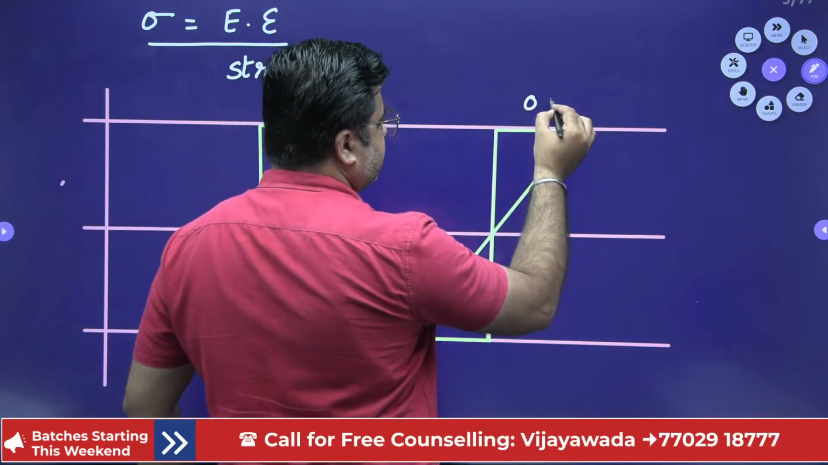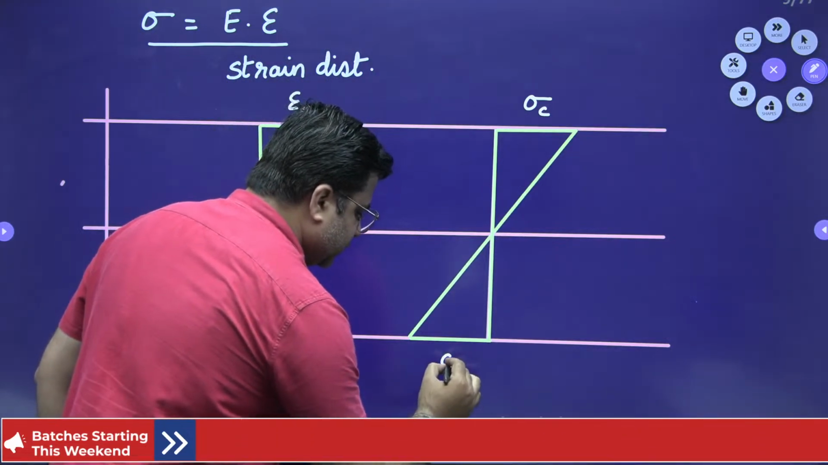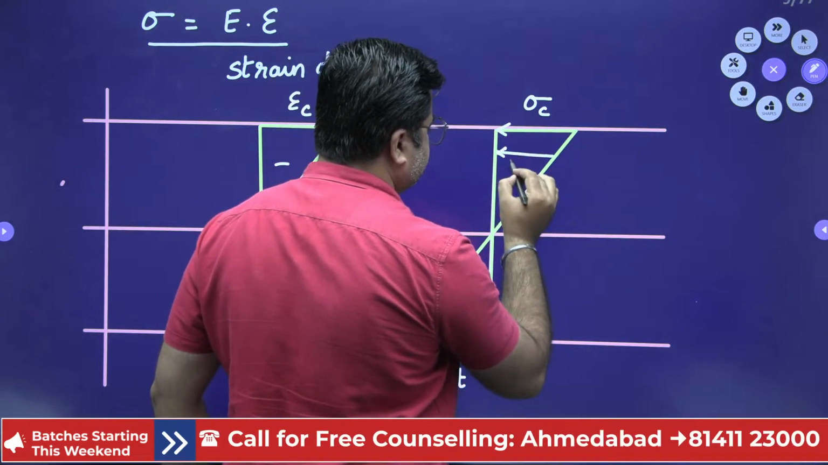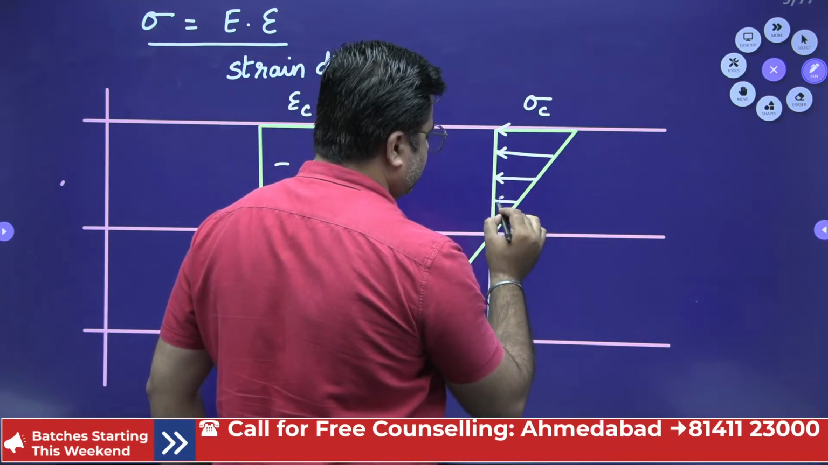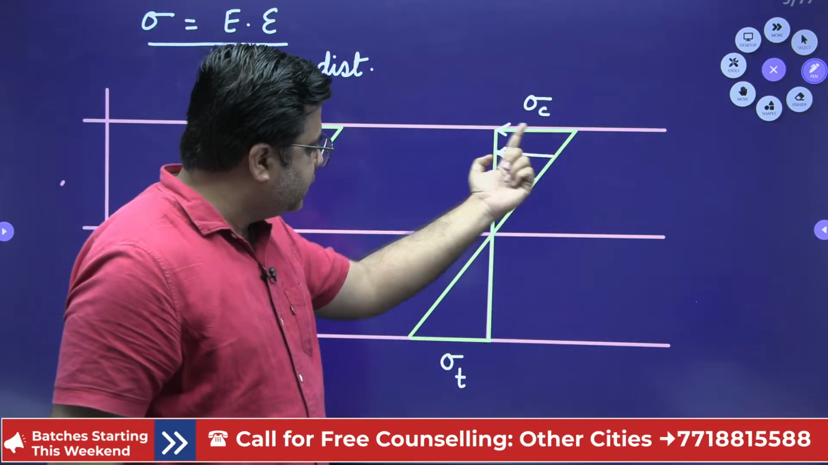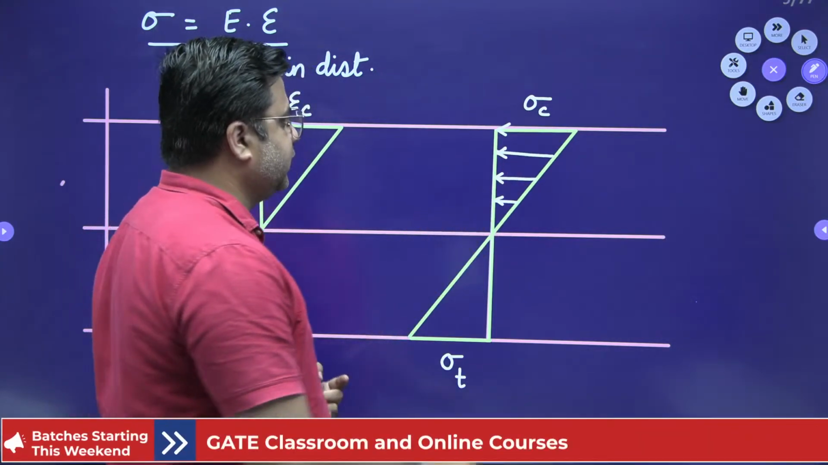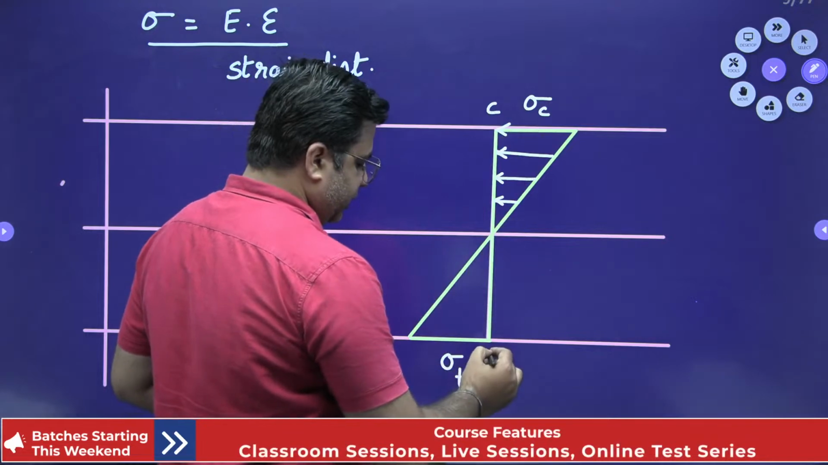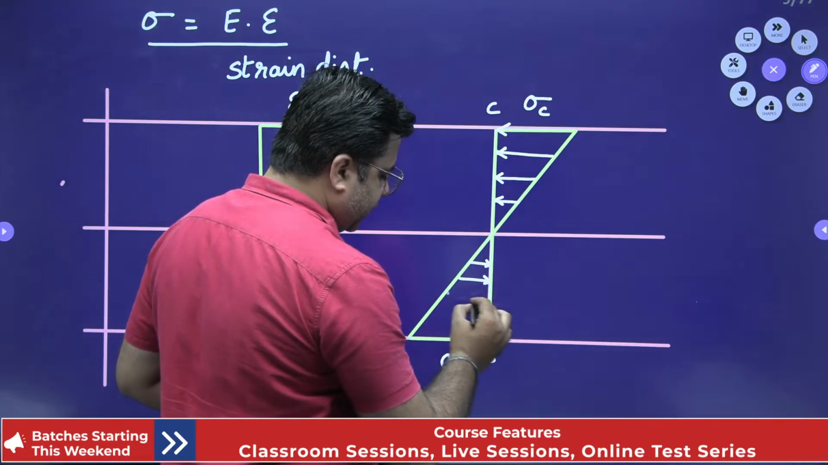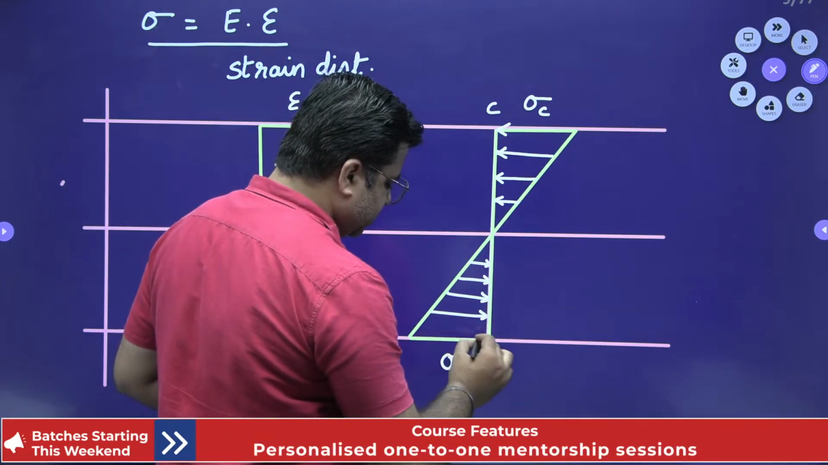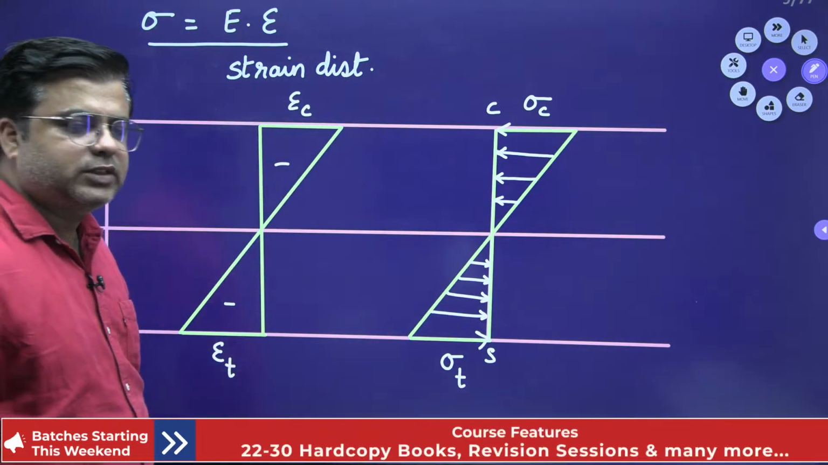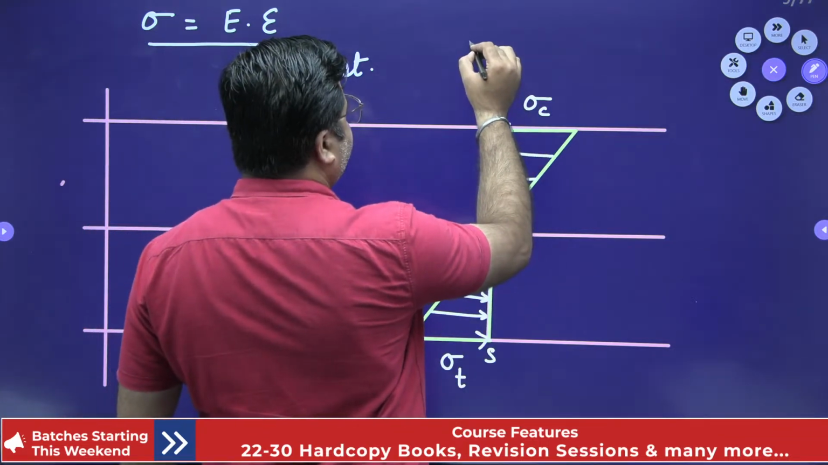This is your sigma C compressive stress and this is your sigma T tensile stress. These stresses will be acting like this. So over the cross-sectional plane, you can clearly see these stresses are acting perpendicular to the cross-section. The compressive stress will try to contract the member and the tensile stress will try to elongate the member. So this is how your variation of stresses will happen for bending. So this is your bending stress distribution.